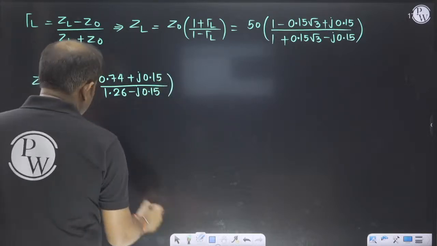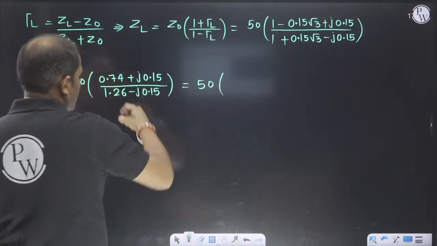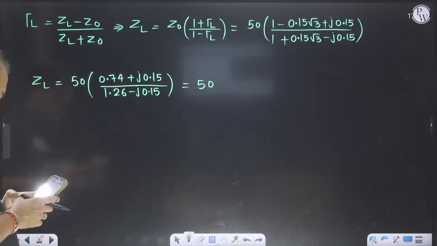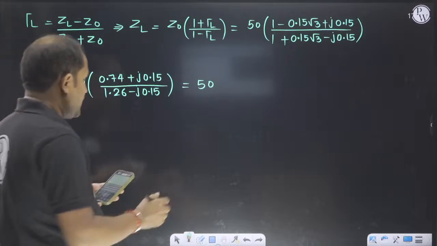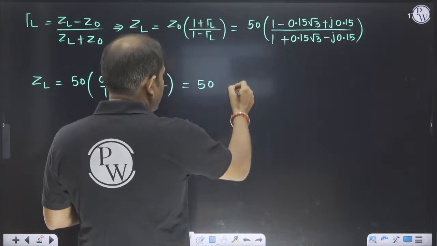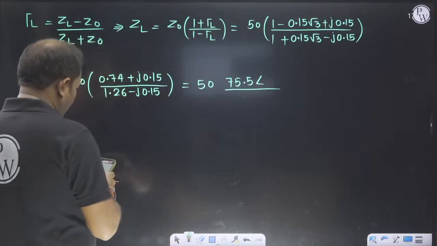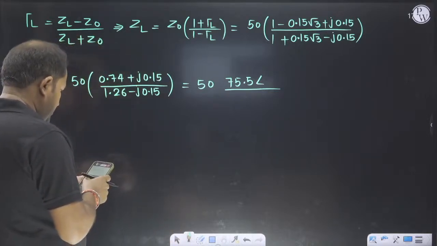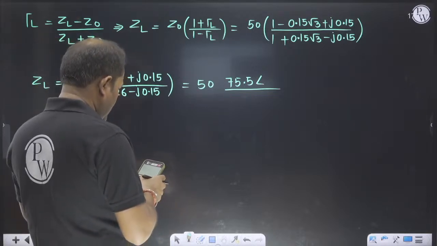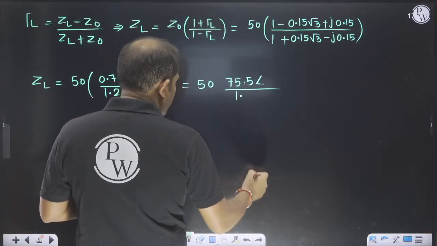So I will solve by the method of complex numbers. So what is the magnitude? 74 square plus 15 square, under root, the answer is 75.5. And 126 square plus 15 square, under root, it will be 126.89.